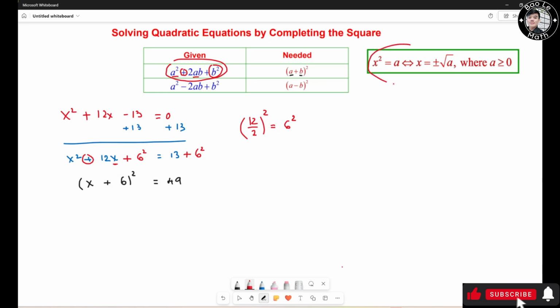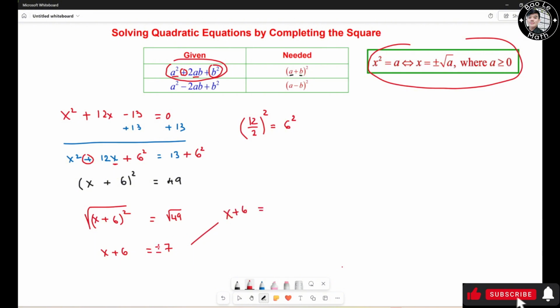Now I need to apply this formula right here. So it turns out to be the square root of s plus 6 altogether squared equals the square root of 49, right? So this turns out to be s plus 6, and then this turns out to be plus and minus the square root of 49, which equals 7. So from here, I can rewrite this as s plus 6 equals plus 7, right? And the second one, s plus 6 equals negative 7, right?